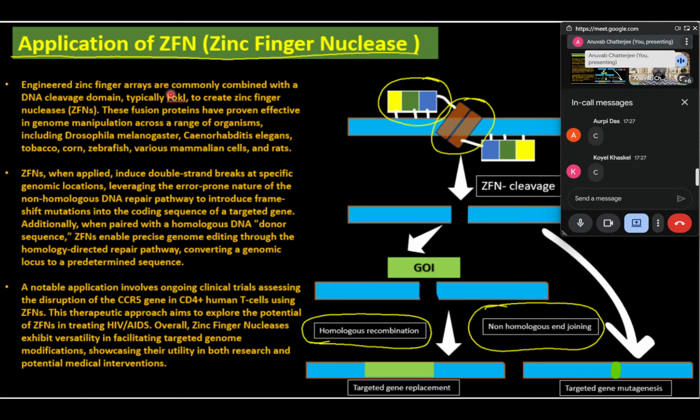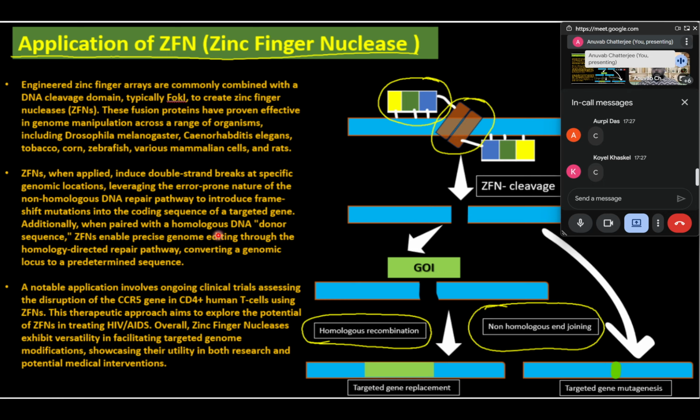So the engineered zinc finger arrays are commonly combined with DNA cleavage domains such as FOK1 to create zinc finger nucleases. These fusion proteins have proven effective in genome manipulation across a range of organisms such as Drosophila, C. elegans, tobacco, corn, zebrafish, mammalian cells, and rats. Zinc finger nucleases, when applied, induce double-stranded breaks at specific genomic locations, leveraging the error-prone nature of the non-homologous end joining DNA repair pathway to introduce frame-shift mutations into coding sequences of target genes. So essentially, wherever you cut, whenever the DNA joins back together, it will be non-specifically joined, and thus the gene will be inactivated.